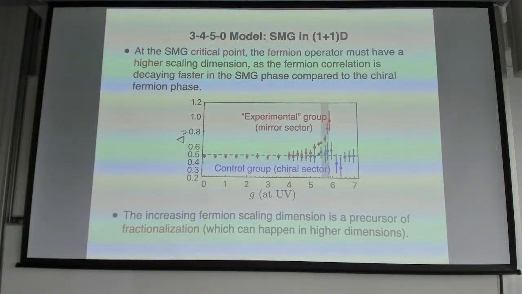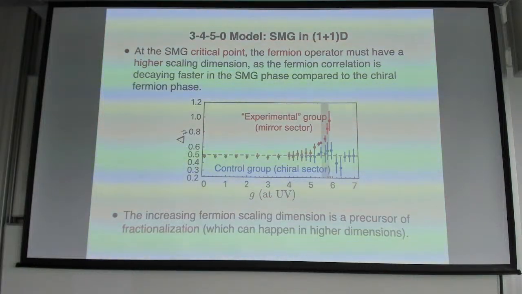This red line is the so-called experimental group, the edge where we apply the interaction. We can show that the fermion scaling dimension shoots up and reaches a certain value at the critical point. The other edge of our quantum Hall system, where we don't apply the interaction, serves as a control group. You can see that the fermion remains at its free fermion scaling dimension forever.